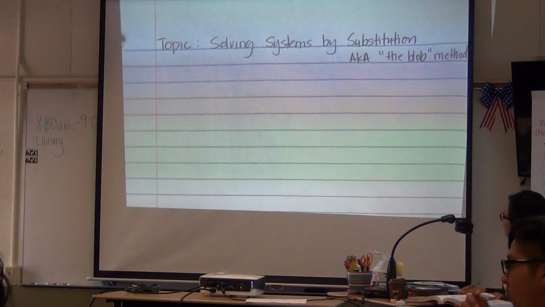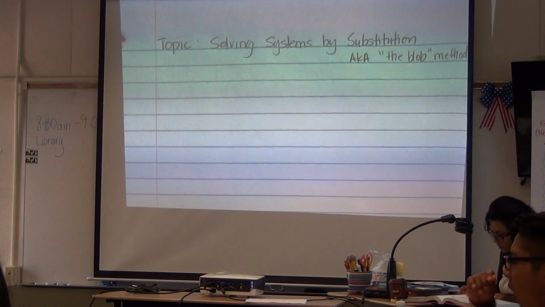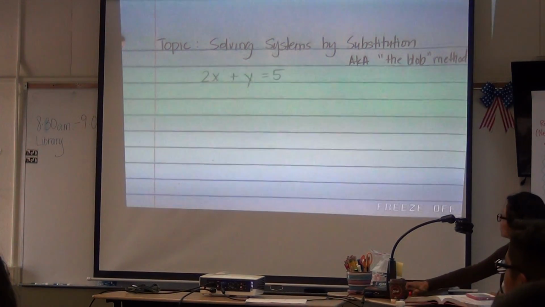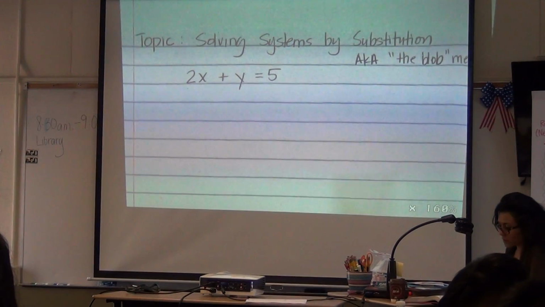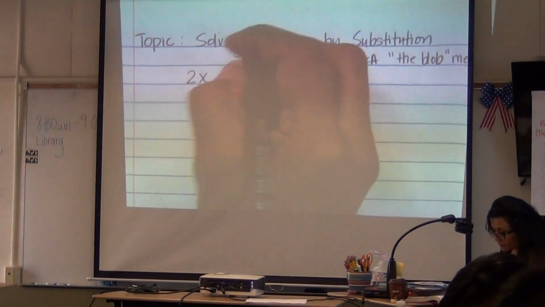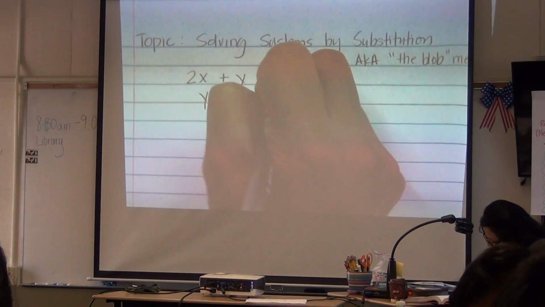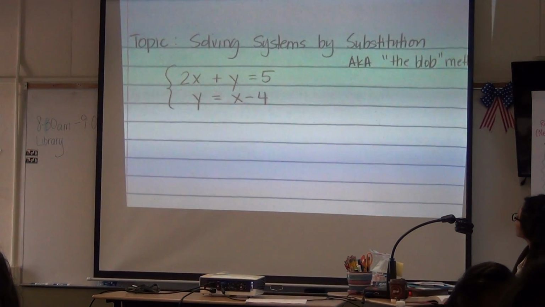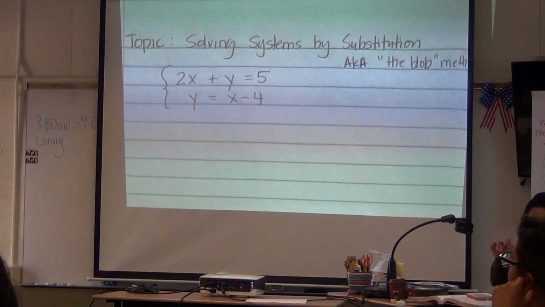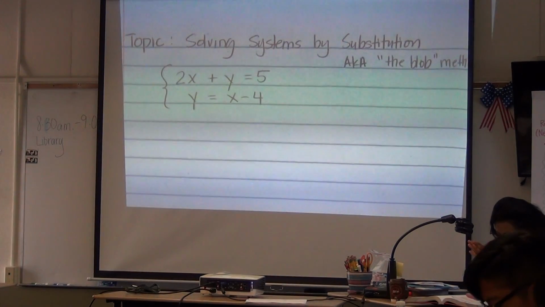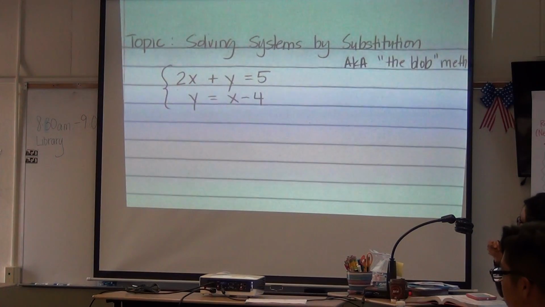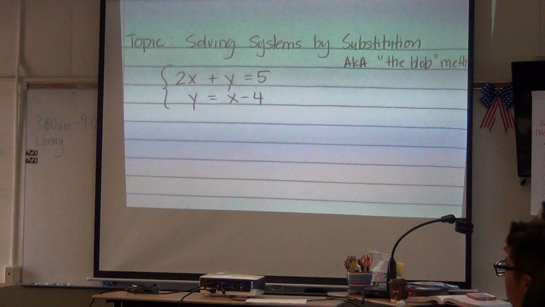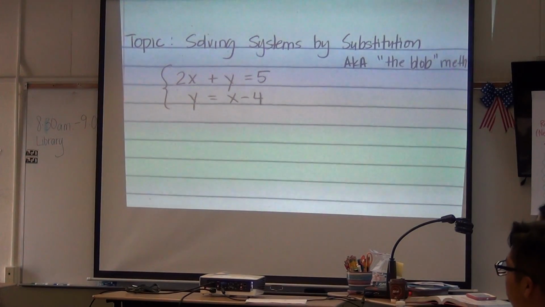All right, so our first example here, we're going to start off with 2x plus y equals 5, and y equals x minus 4. Okay, first of all, this is the system. We've been working with these for a while. And we're going to use the substitution method to solve the system.